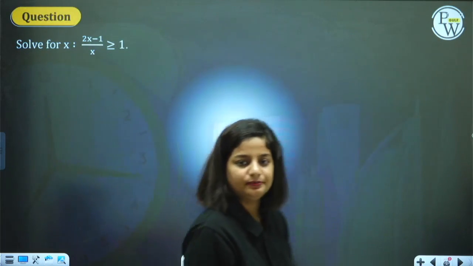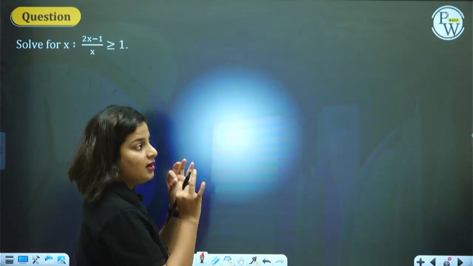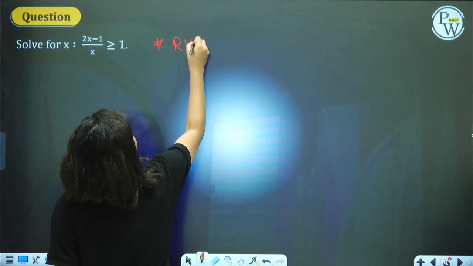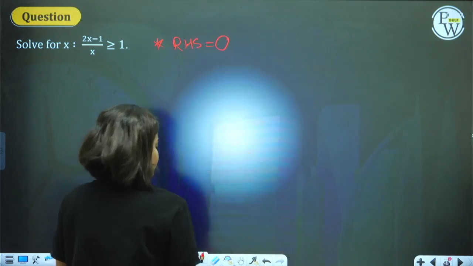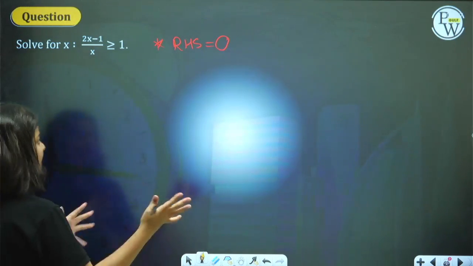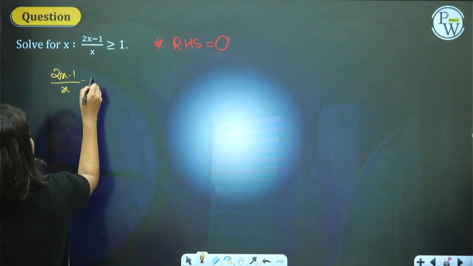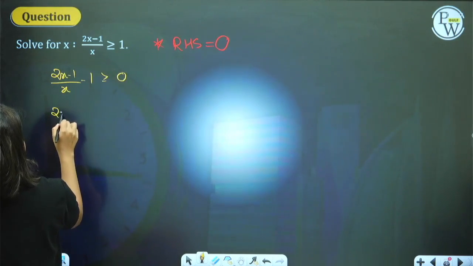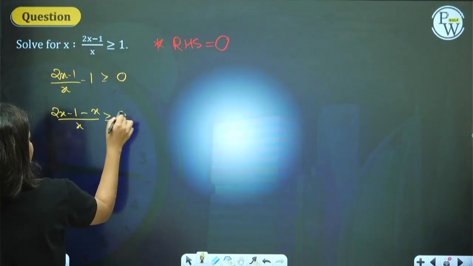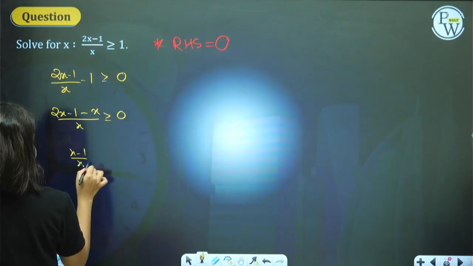Awesome. Next one. 2x minus 1 upon x is greater than or equal to 1. One pro tip. Make sure your RHS is always 0. RHS always has a 0. It doesn't have a 1, 3, or any other number. If there is a number, bring it to the left. Simplify. 2x minus 1, cross multiply. 2x minus x is x minus 1 upon x, greater than or equal to 0.